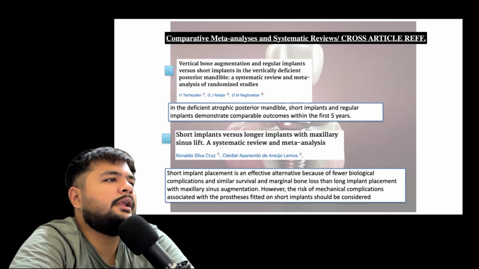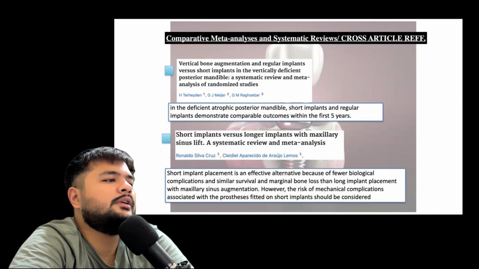A systematic review and meta-analysis of randomized studies by Terheden et al. In the deficient atrophic posterior mandible, short implants and regular implants demonstrate comparable outcomes within the first five years. Then another article by Cruz et al., short implants versus longer implants with maxillary sinus lift, systematic review and meta-analysis.